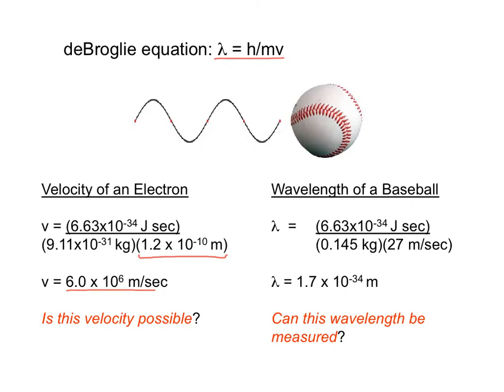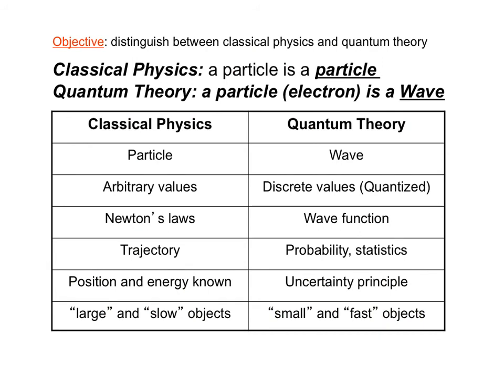The wavelength of a baseball traveling 60 miles an hour is much, much smaller than the wavelength of an electron. So very small particles traveling very, very fast show wave properties, not so much for large objects traveling slow. The ideas of quantization and matter having a dual nature led to the development of quantum theory.